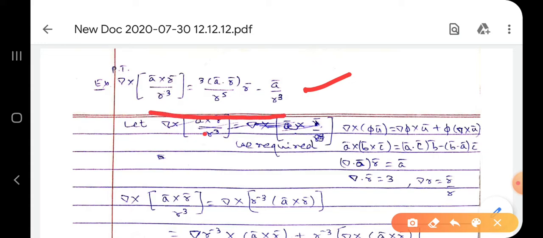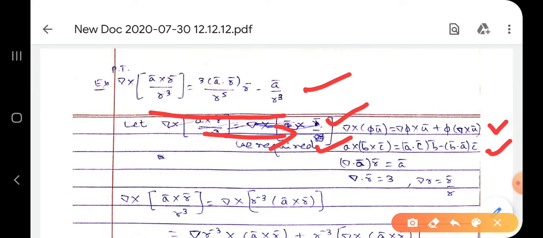For that, what do I require? The required things are, first, this formula: del cross phi u bar. Everybody knows this formula, del cross phi u bar is equal to del phi cross u bar plus phi into del cross u bar, right? Then the second thing I require is a bar cross b bar cross c bar. This one, a bar cross b bar cross c bar is equal to a bar dot c bar, skip the middle one, then multiply, a bar dot c bar into b bar minus, now start from b bar, b bar dot a bar into c bar, right?